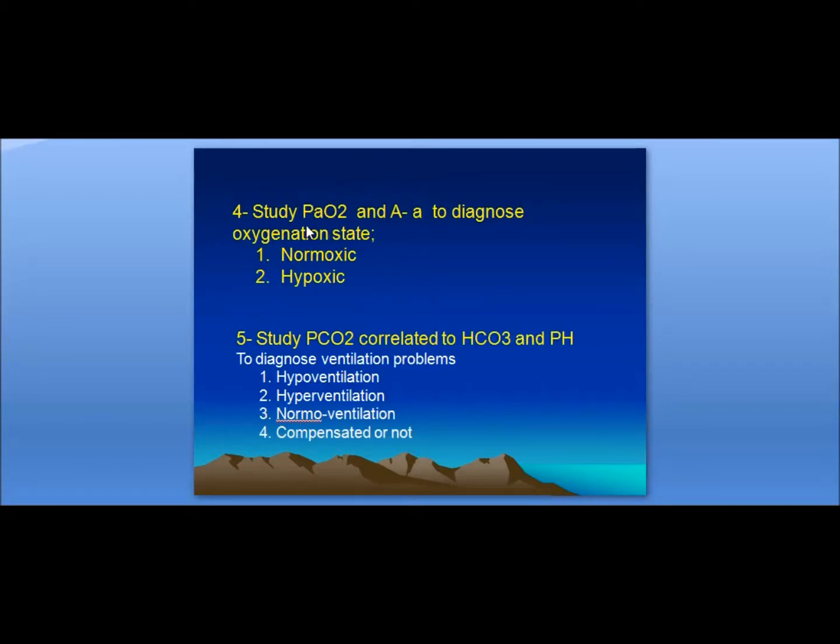Number 4, the oxygenation state of the lung will be studied through studying FiO2 and PaO2, and you will come to the formula alveolar arterial gradient to diagnose the oxygenation state. Is it normal or hypoxic? Number 5, studying the ventilation state through studying the partial pressure of carbon dioxide correlated with bicarbonate and pH. See whether the patient is hypoventilated, hyperventilated, normoventilated, compensated, or not.